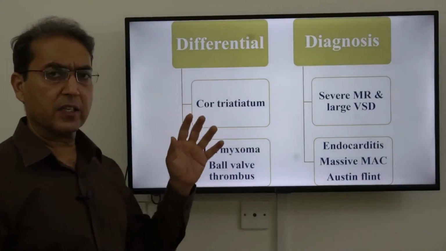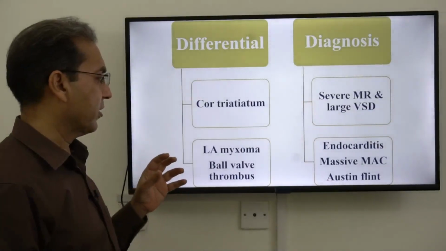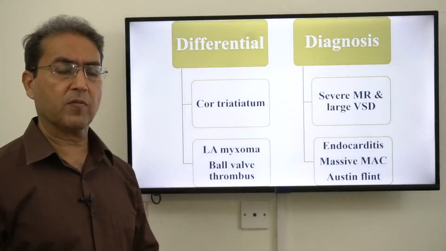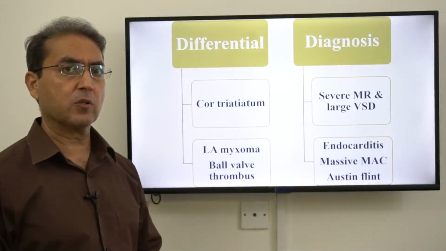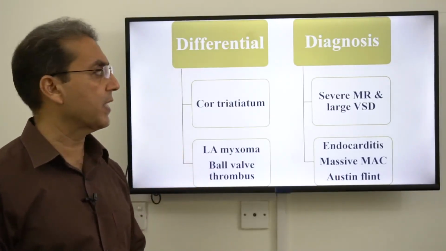That's a congenital condition in which there is a septum in the left atrium. Then left atrial myxoma and ball valve thrombus, which can block the mitral valve, and they produce symptoms of mitral stenosis, and this can be differentiated with a tumor plop, which is different from the opening snap.